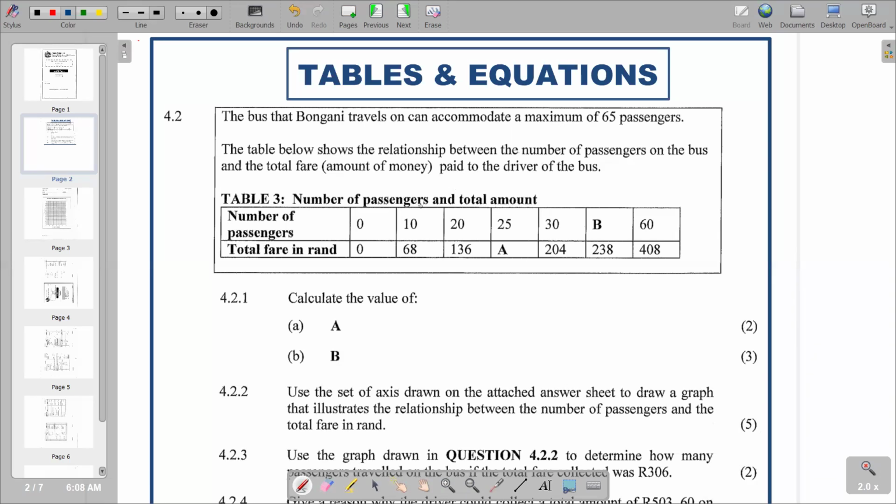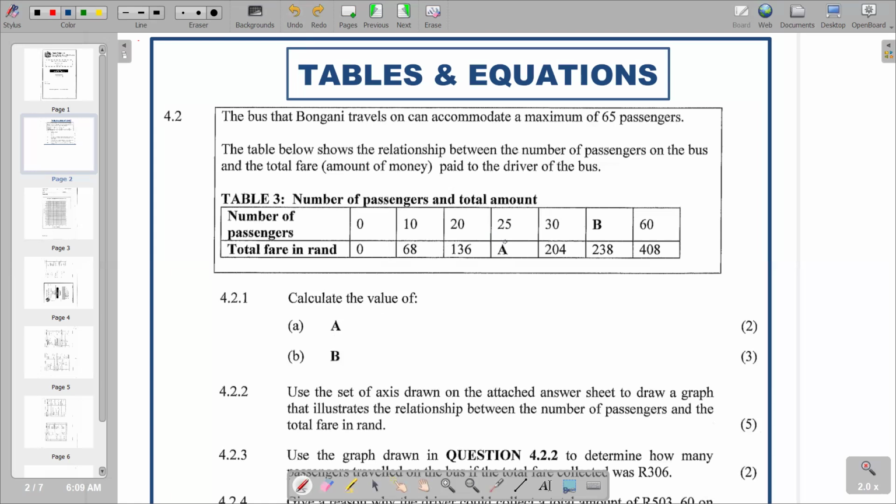So we are given Table 3, the number of passengers and the total fare. You have a row for number of passengers, and also a row for total fare in rand. On the first part, the question reads: calculate the value of A. So you have your A here, and we are supposed to calculate its value.